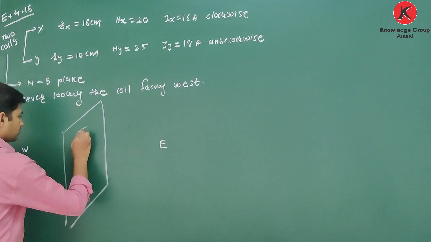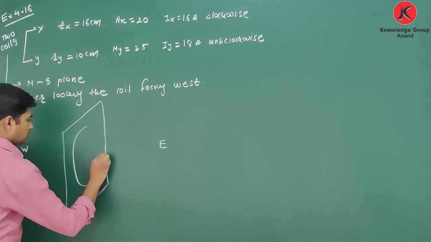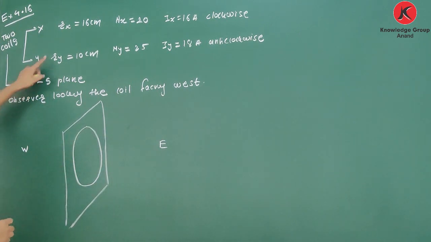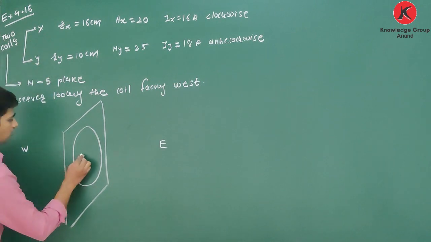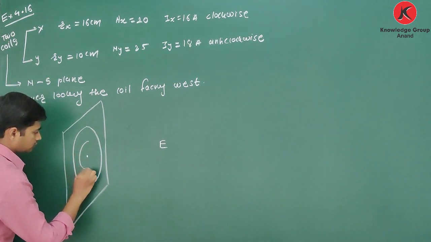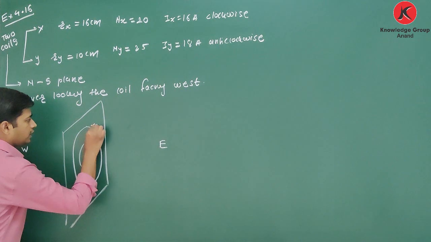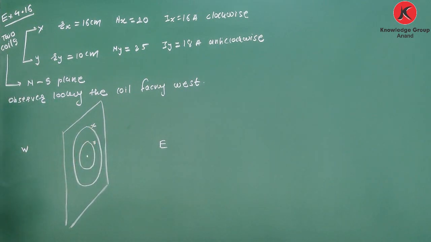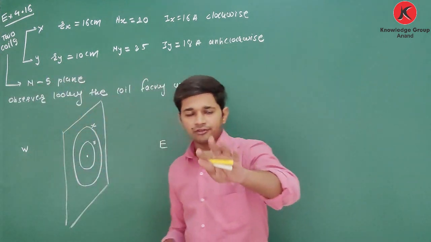Two coils. First coil, Rx is 16 and Ry is 10. So obviously it is X coil and it is Y coil. Clear about this? In Rx, current is flowing clockwise like this.